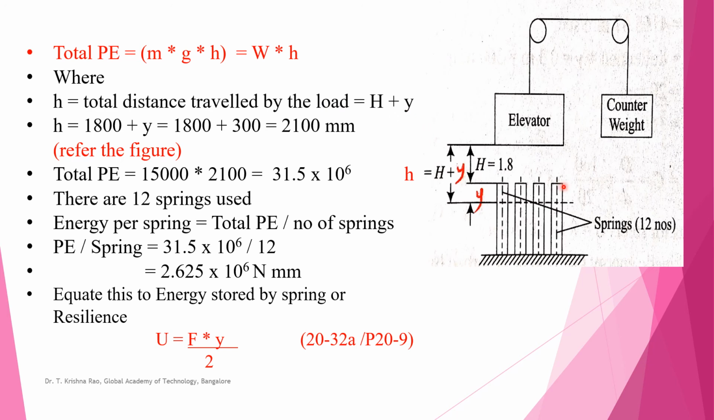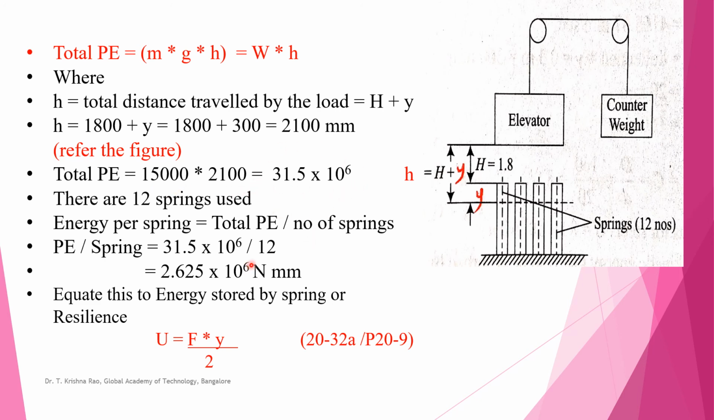After touching the springs, they will compress by a value called Y. So you should take the total distance h here. Then the h is 1800 plus 300 deflection, 2100 is what is traveling. So potential energy is W into h. This is the energy here.